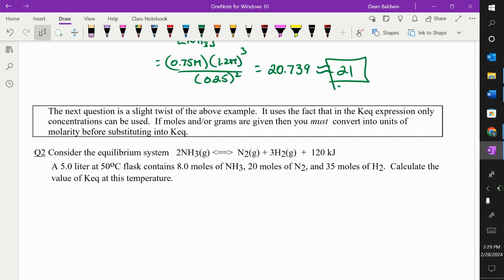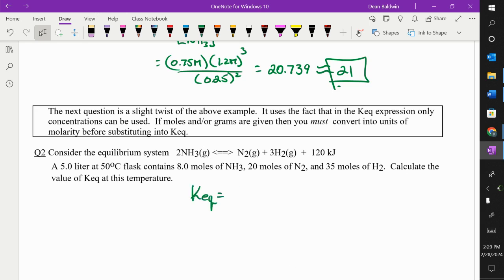A more likely one is something like a 5-liter container at 50 degrees Celsius contains 8 moles of ammonia, 20 moles of N2, 35 moles of H2. What is the value of the KEQ at this temperature? So this is the same reaction. We've raised the temperature and we've put it into a 5-liter flask. So the KEQ expression should be the same.